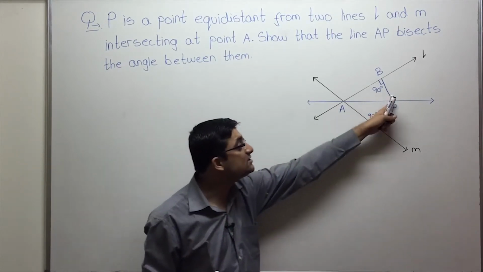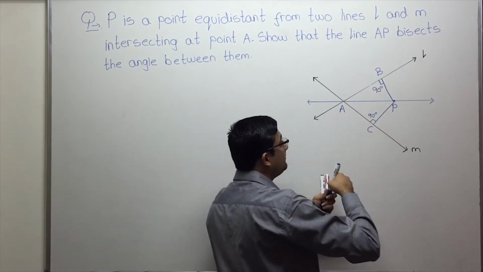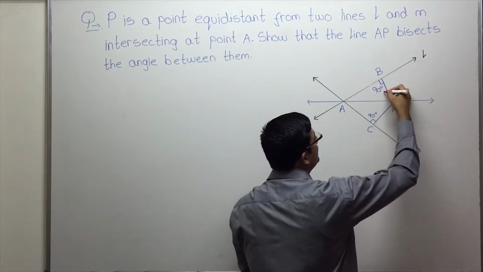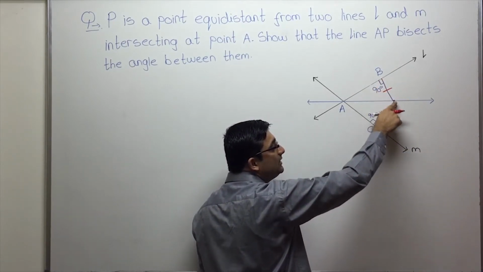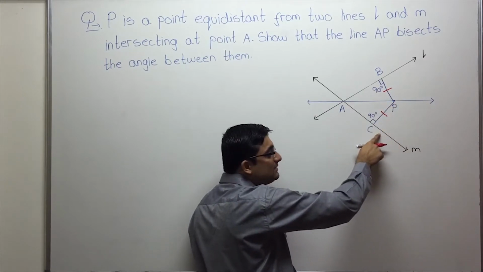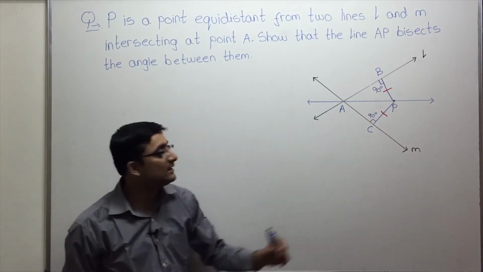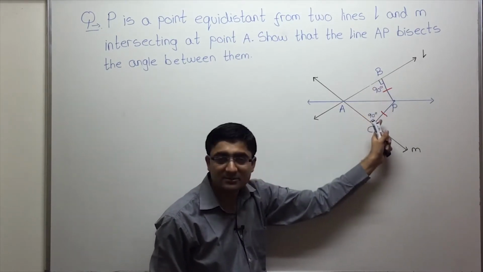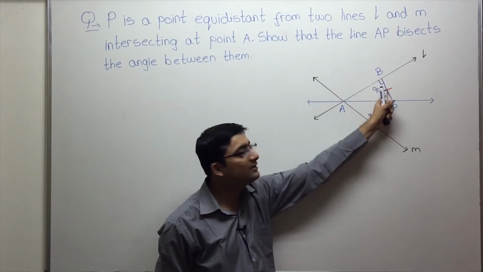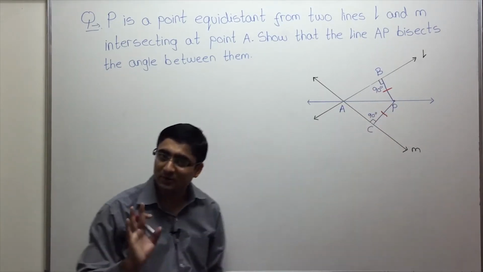Now we're given the distance of point P from line L and M is the same. That means PB is equal to PC. So the distance of P from line L is PB. Distance of point P from line M is PC. So distance is same, so PB is equal to PC. This is what is meant. I repeat, P is equidistant from L and M, so PB is equal to PC.